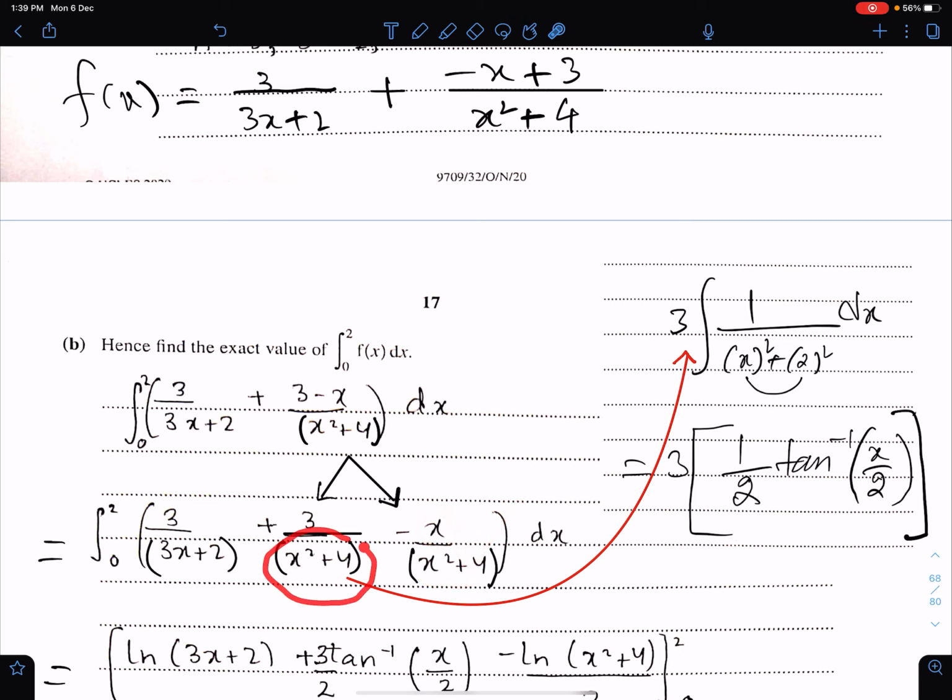But here, this structure is of tan inverse formula because its differential is 2x and variable is missing. So to integrate this function, write this 3 here and write this function as 1 upon x square plus 2 square. And according to tan inverse formula, write the reciprocal of this here, then write tan inverse and then write fraction of these two as an angle of tan inverse. So this is the way to integrate this function.